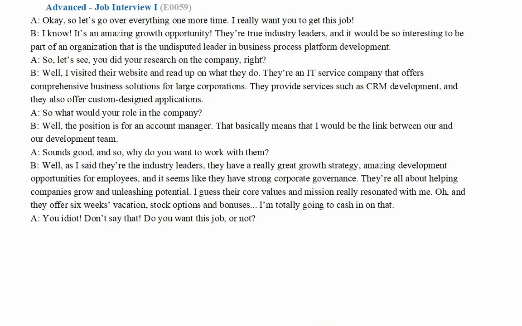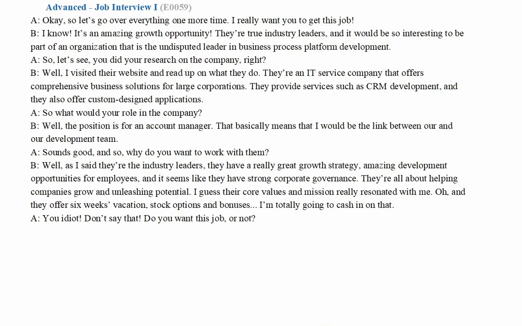Okay, so let's go over everything one more time. I really want you to get this job. I know, it's an amazing growth opportunity. They're true industry leaders, and it would be so interesting to be part of an organization that is the undisputed leader in business process platform development. So let's see. You did your research on the company, right? Well, I visited the website and read up on what they do. They're an IT service company that offers comprehensive business solutions for large corporations. They provide services such as CRM development, and they also offer custom-designed applications.